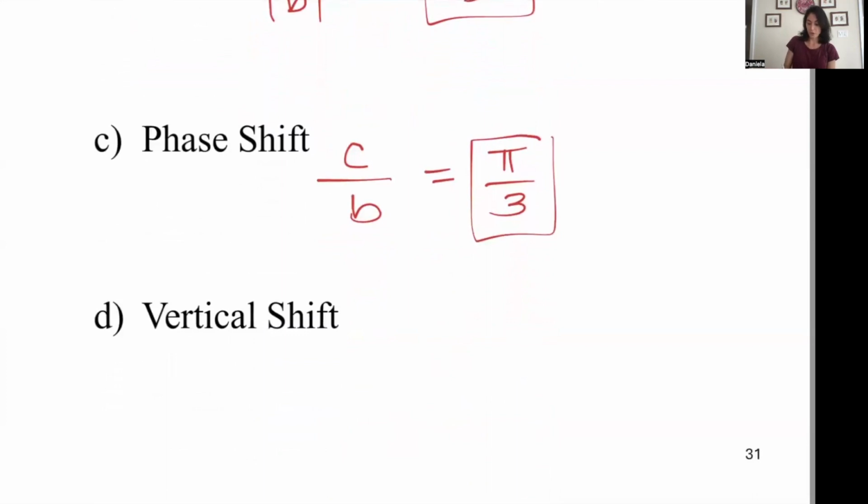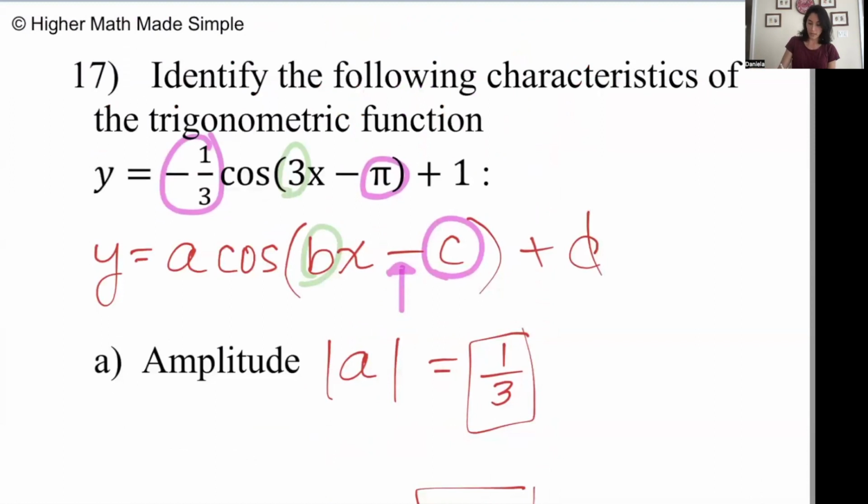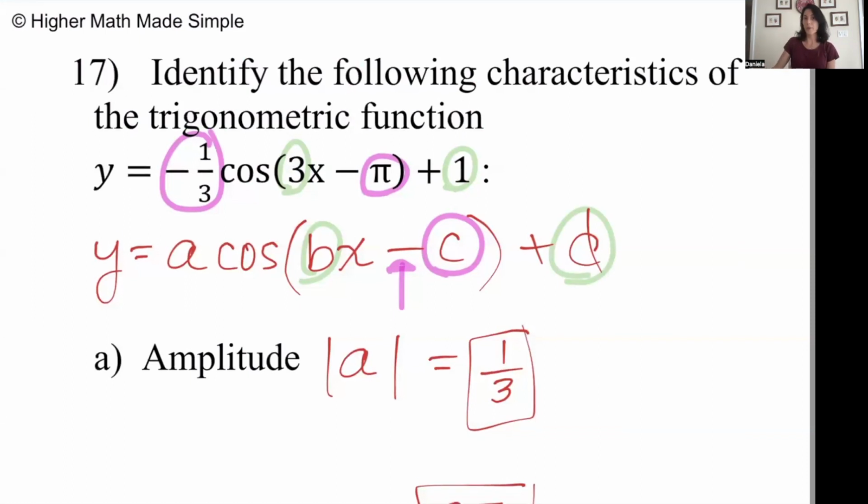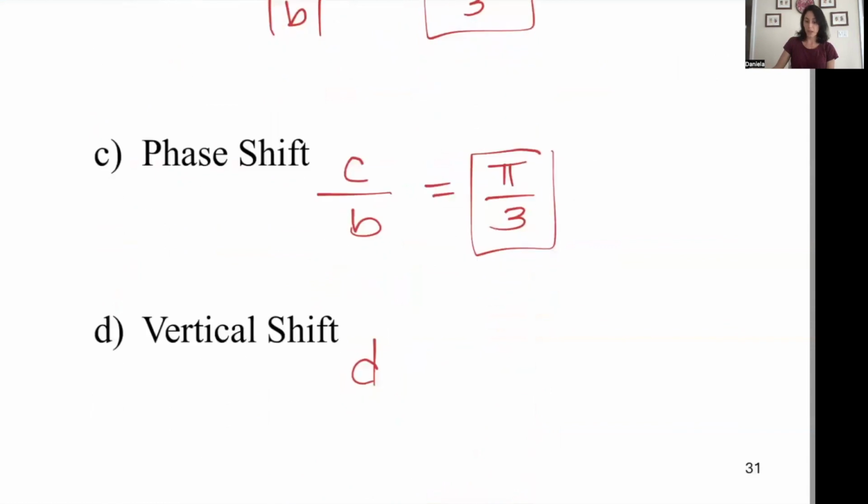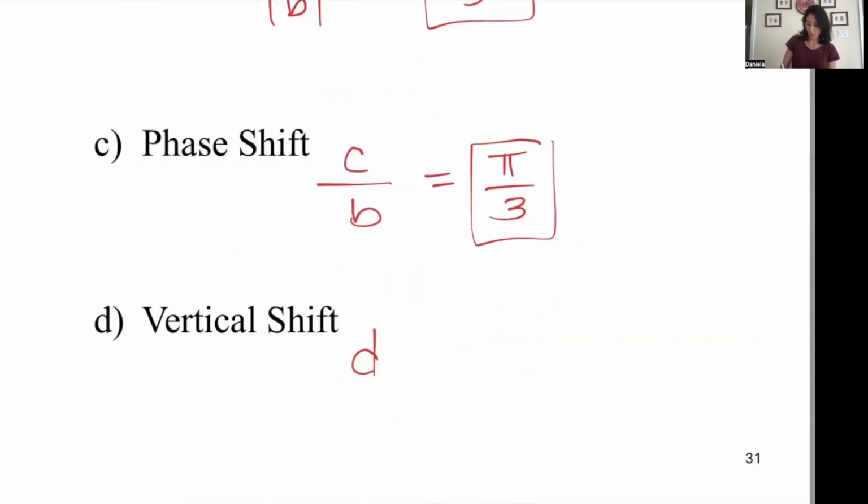Last but not least, vertical shift is that D value, okay? And the D value is positive 1. And so whenever you have adding or subtracting outside of the function, or the parentheses rather, because it's plus, it is going up. Okay, so this would be going up 1 unit.